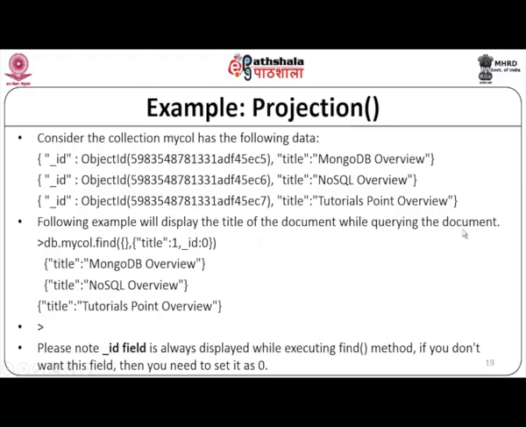Let us take an example and understand how this projection works. Consider the mycol collection comprising 3 topics. Now we want to display only the title alone, but not the object IDs.